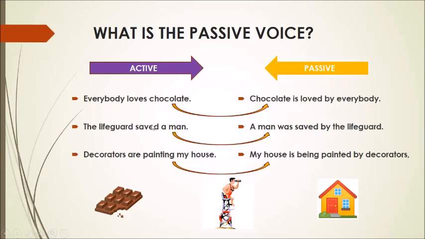The lifeguard saved a man. That is going to be the active. In the active, the lifeguard is the most important. Passive, a man was saved by the lifeguard. The last one, decorators are painting my house. My house is being painted by decorators. Active, focus on the person. Passive, focus on the object.